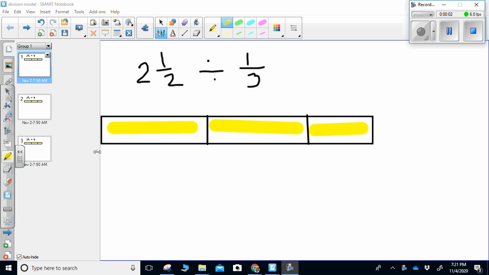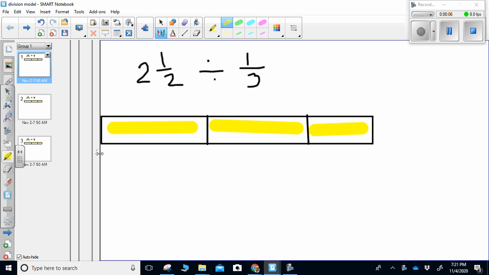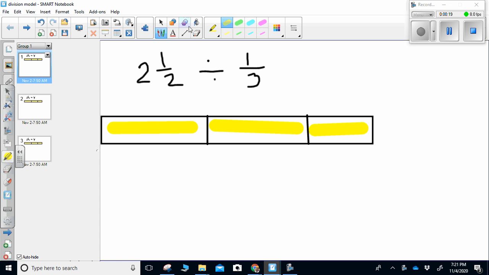So let's say you've been given the problem 2.5 divided by 1/3, and you need to draw a model for it. So here I have 2.5. I look at it, I've got 1 whole, 2 wholes, and then a half of the same thing. And I'm going to be dividing that into segments that are each 1/3 long. So the first thing I'm going to need to do is make this an improper fraction.